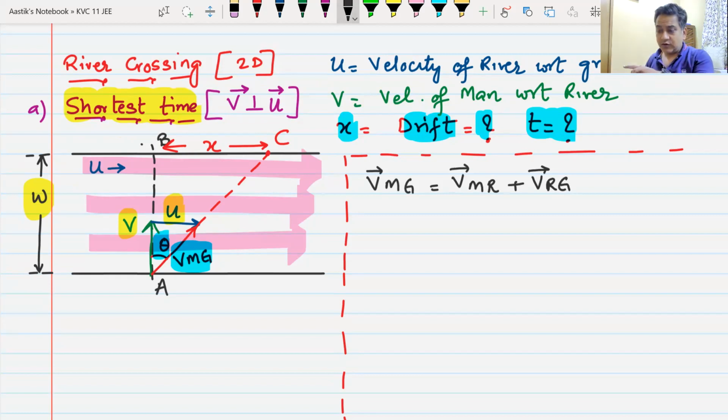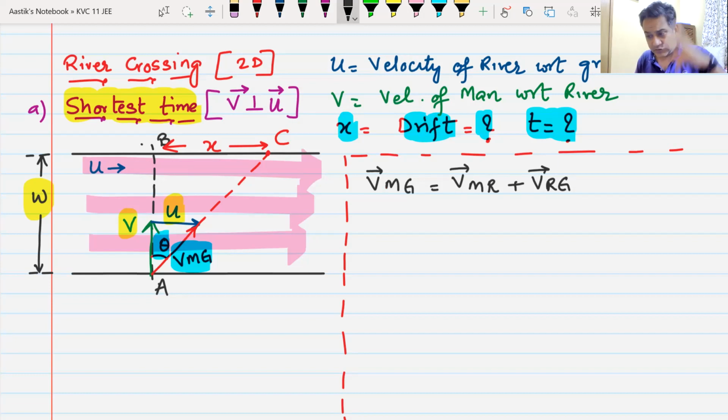We had used this formula in the upstream downstream case also, yes or no? The formula does not change. The only thing that has changed is the direction in which he is swimming. So this is the first thing that you should remember: velocity of man with respect to river plus velocity of river with respect to ground.